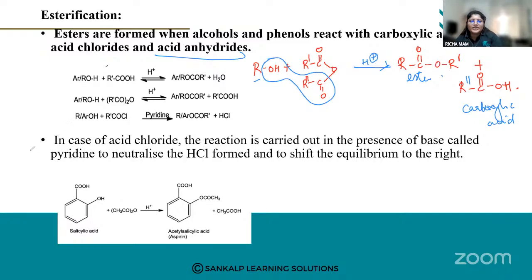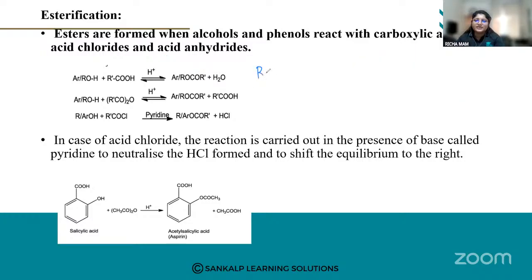Okay. So next we are going to prepare the ester from an acid chloride. So let me take an alcohol plus acid chloride, so let me take here acid chloride plus ROH, in the presence of H plus. So what am I going to get here?